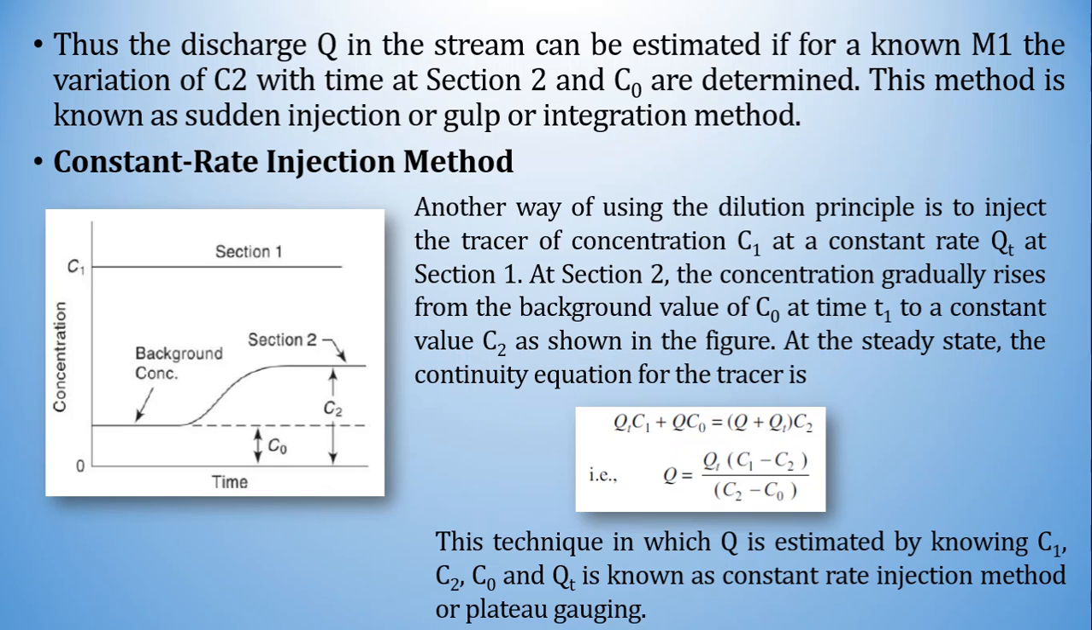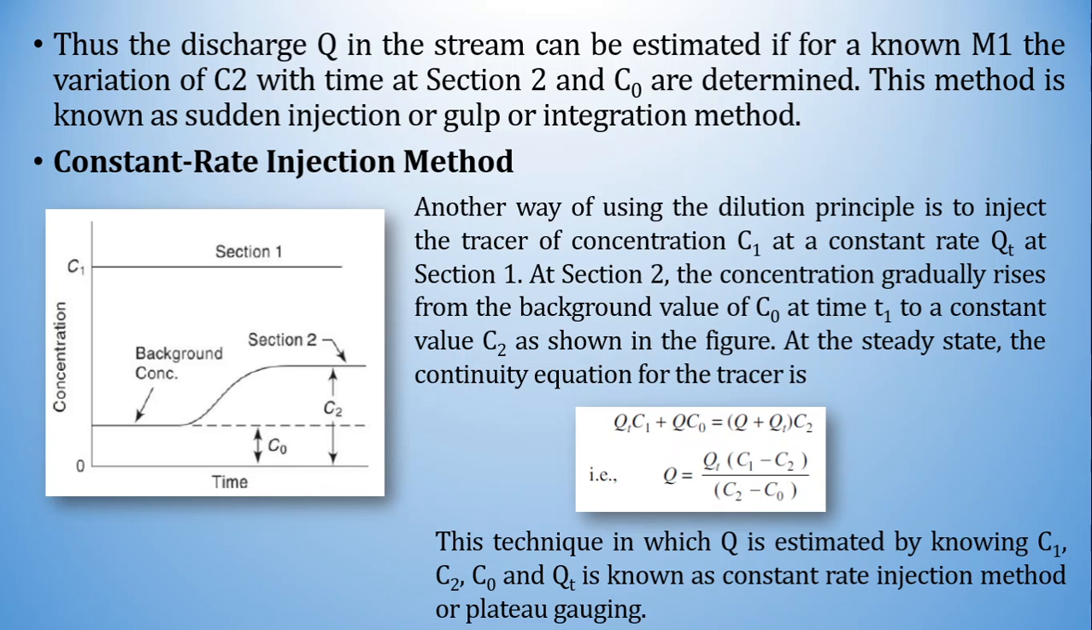Another way of using the dilution principle is to inject the tracer of concentration C1 at a constant rate Qt. Here, the tracer is being injected at a constant rate with a concentration of C1 at section 1. As you can see, section 1 is shown with a horizontal line. At section 2, the concentration gradually rises from the background value of C0 at time t1 to a constant value C2, as shown in the figure.